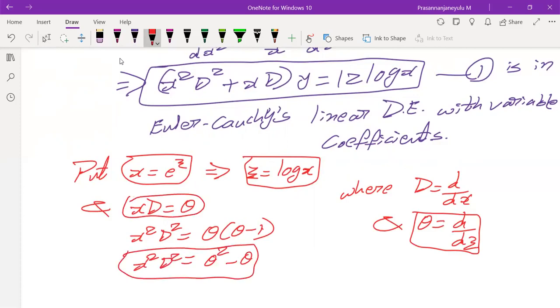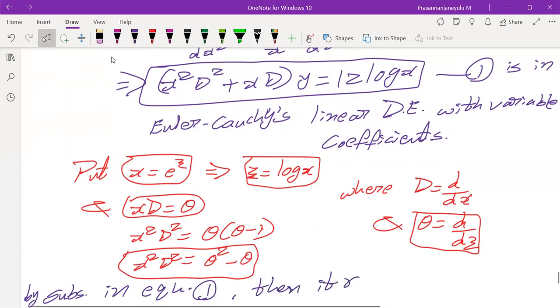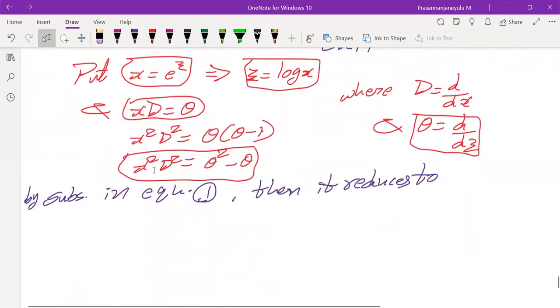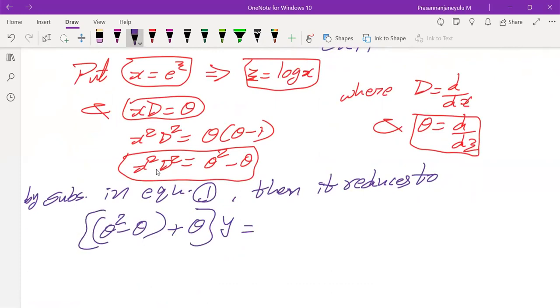Okay, if we substitute all these things in equation number 1, it reduces as follows: θ² − θ plus θ, since xD is nothing but θ, so θ² − θ + θ of y is equal to the right-hand side part, which is 12 log x. Log x is nothing but simply z, so 12z. If we do the simplification, we get θ²y = 12z.